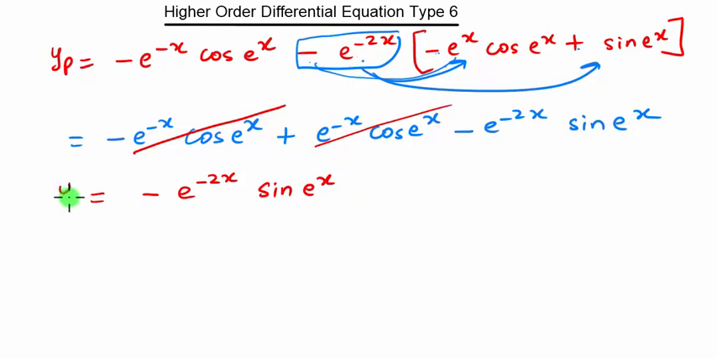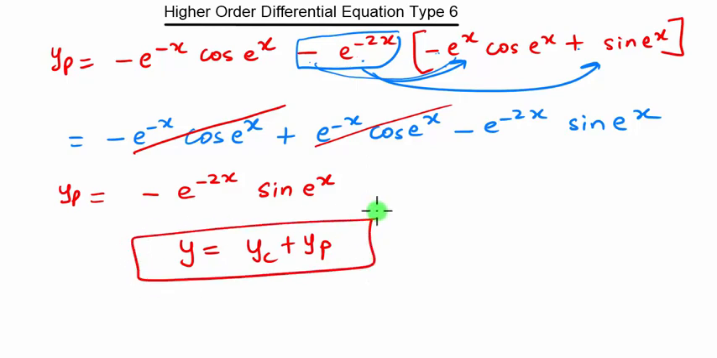So this is the solution of yp, and the final solution will be y equal to yc plus yp. So this is how we solve the problem on higher order differential equation type 6.